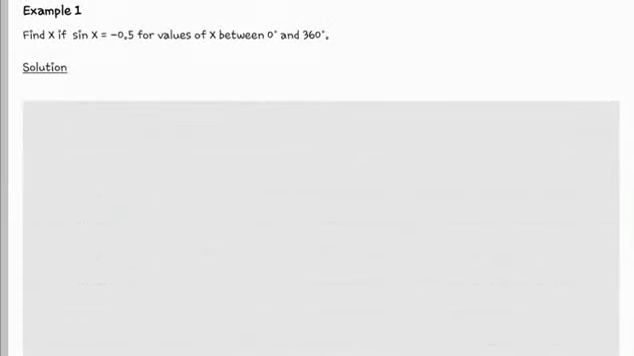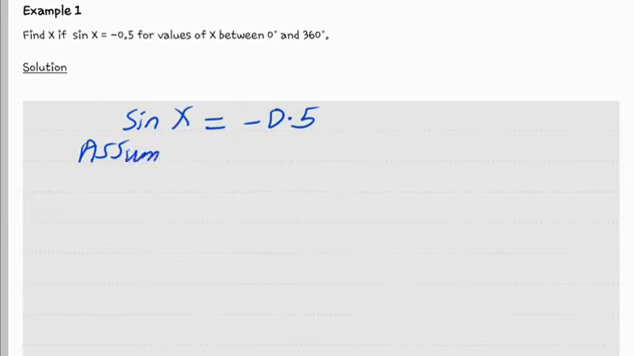Here's an example for us to consider. Our first example: find x if sine x equals minus 0.5 for values of x between 0 and 360 degrees. So you have sine x equals minus 0.5. Let's assume there's no minus in front of the 0.5. We are going to assume sine x is ordinary 0.5, so no negative in front of it.